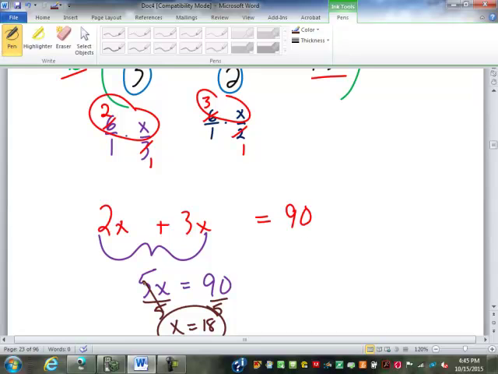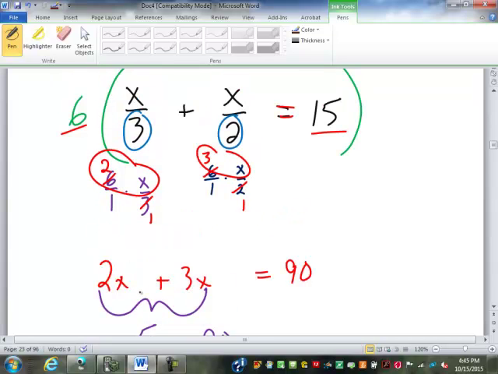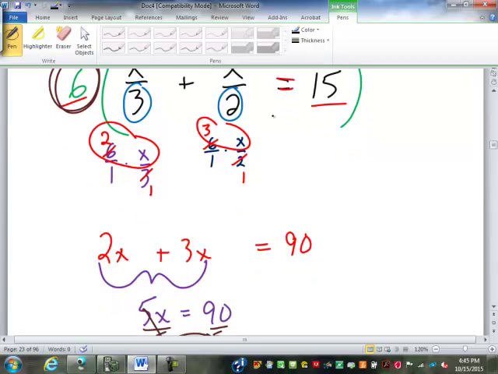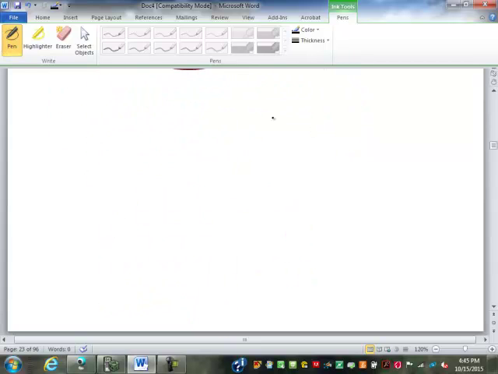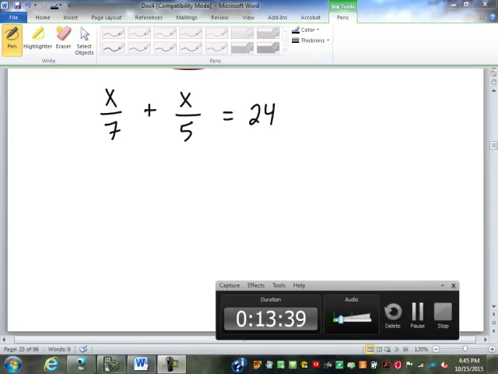Now, I see some confused looks out there. Questions? Does everybody see where the 6 came from? Okay. So I'm going to give you one to try using that method of getting rid of the fractions. So go ahead and try that one in your notes. Figure out what you're going to multiply by to get rid of the fractions. And we'll go over it in a second.